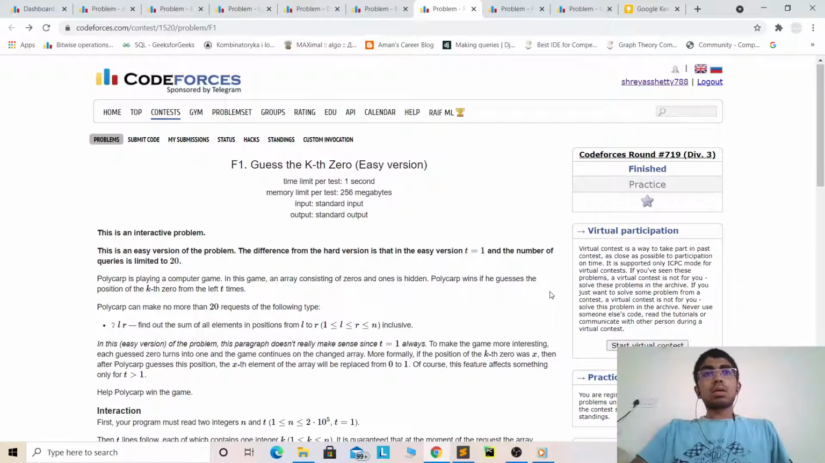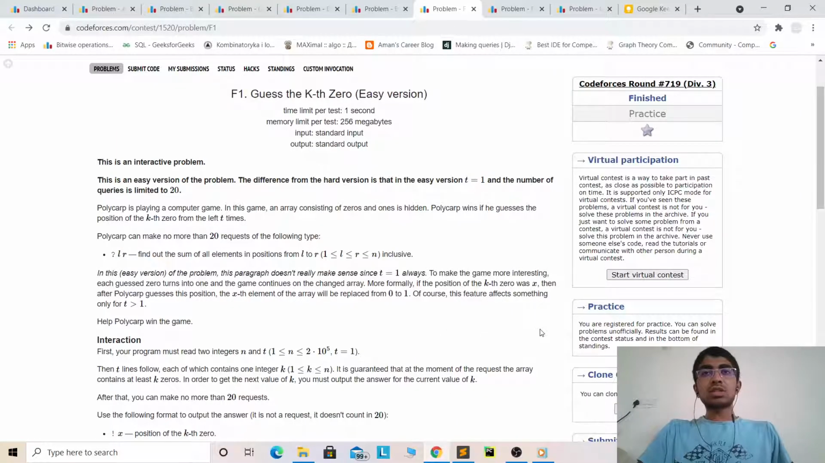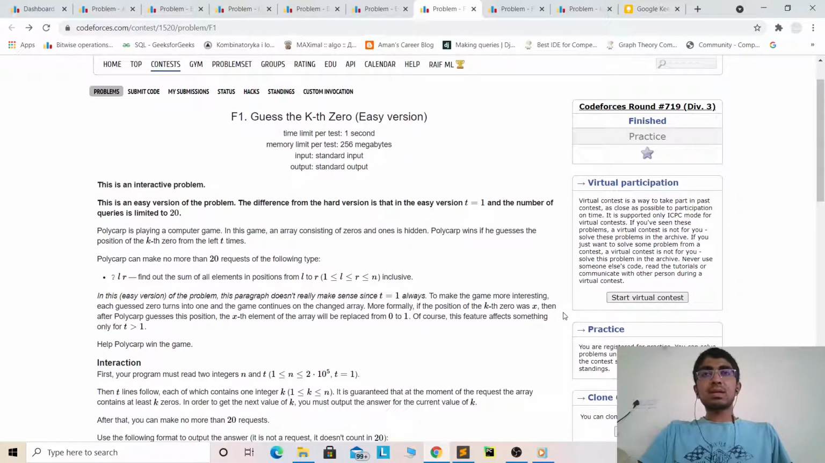To find the kth position, we can make some requests. We can make a request in the form of L comma R, and the interactor will provide us with the sum of elements from L to R, which is nothing but the number of ones, as the array contains only 0 and 1. We can only make such queries, and then we need to determine the position of the kth 0. It's always guaranteed that the array contains at least k zeros.